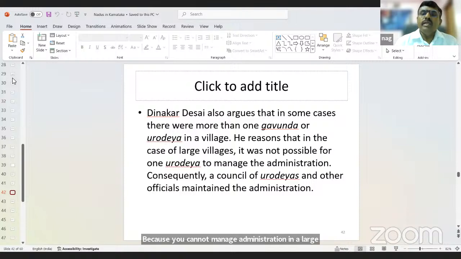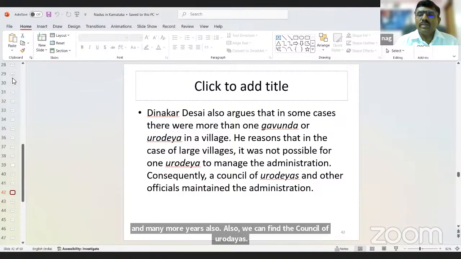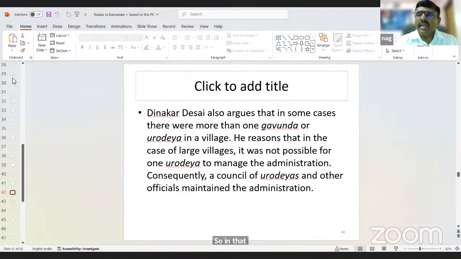Sometimes you may have 10 Urodayas or even more. Also, we can find the council of Urodayas. In that case, this particular committee of Urodayas, a kind of oligarchy, was able to manage the administration. So that's why we find large numbers of Urodayas. In some cases there may be one government also, because it's a very small village, and they can manage with one. But there are many cases where we find more than one Urodaya.